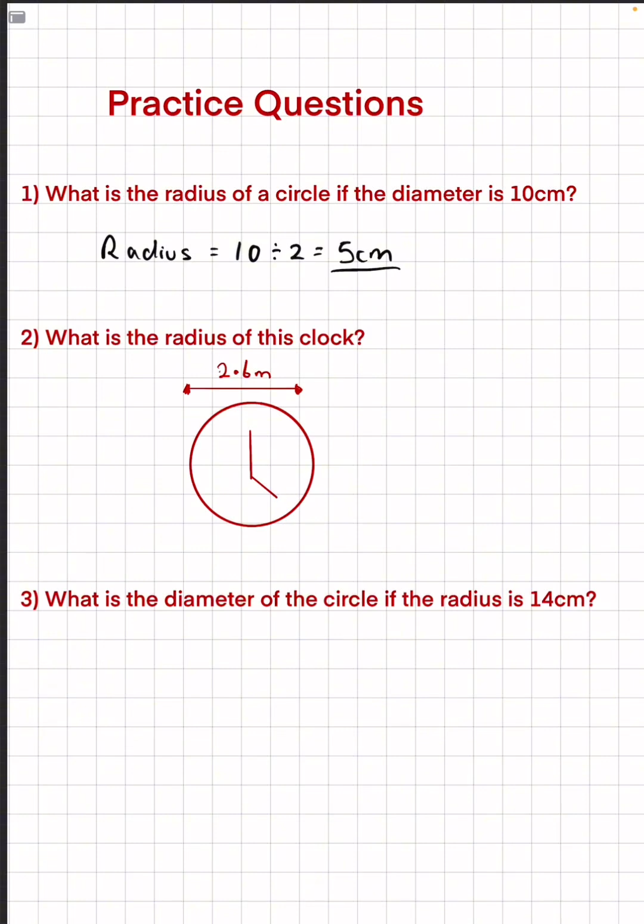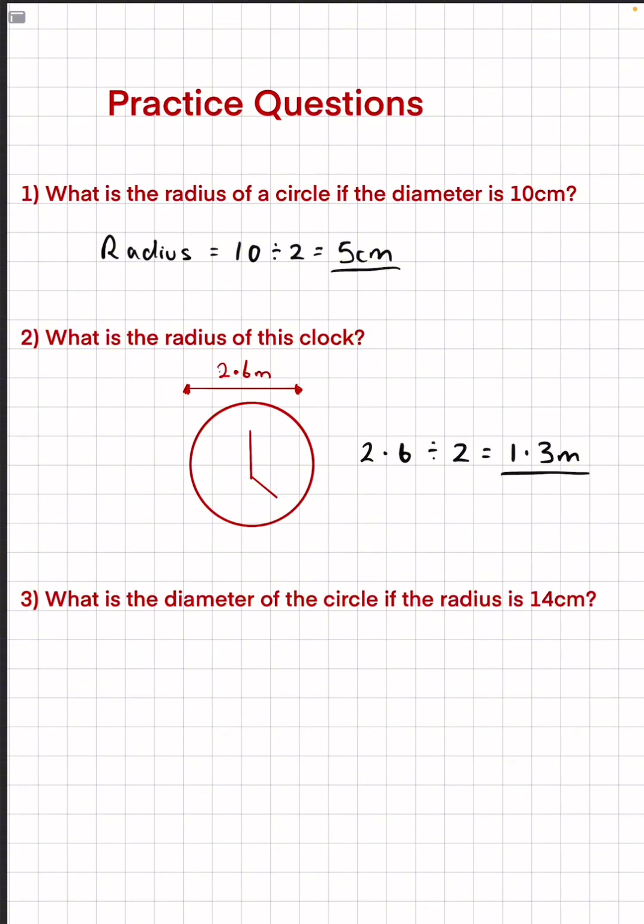The next question says, what is the radius of this clock? We have the diameter of the clock, which is 2.6 meters. We know that the diameter is double the radius. To find the radius, we do 2.6 divided by 2, which equals 1.3 meters. So the radius of the clock is 1.3 meters.